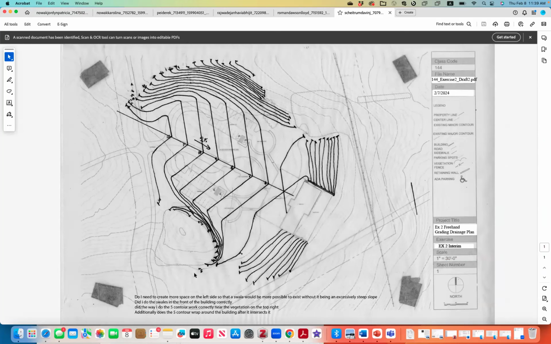12, 11, 5. We're getting down to 5. Do I need to create more space on the left side so that its swale could be more possible to exist without it being excessive steep slope? Not exactly sure what the left side means. Here. Yes, that's actually true. And you have a little bit of space here.